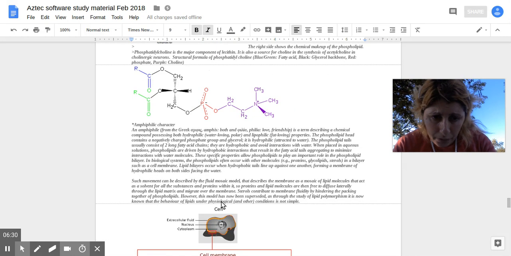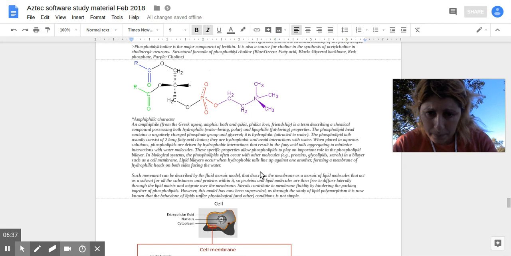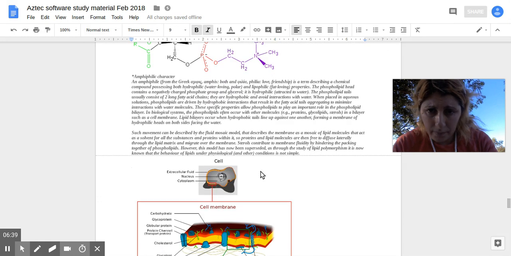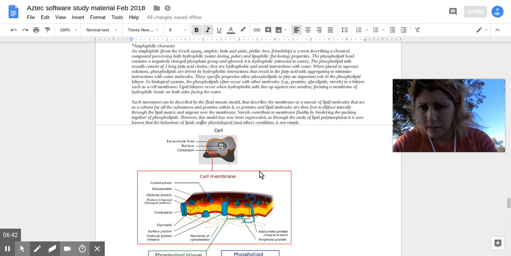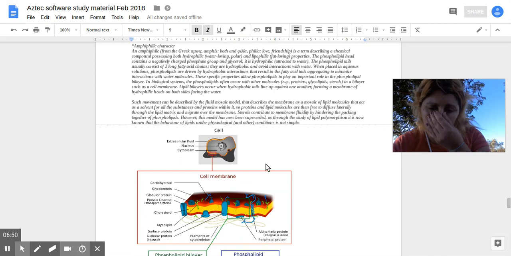And lipid polymorphism is the behavior of lipids where it allows for a little more variation in the movement of molecules in the membrane. So here's a diagram of a cell, the extracellular fluid, the nucleus, and the cytoplasm. The cell membrane surrounding the cell.